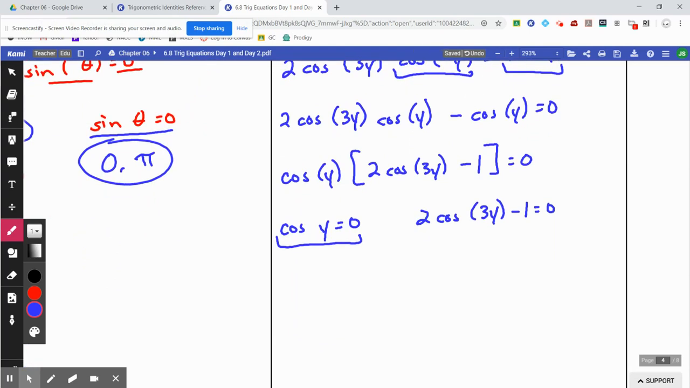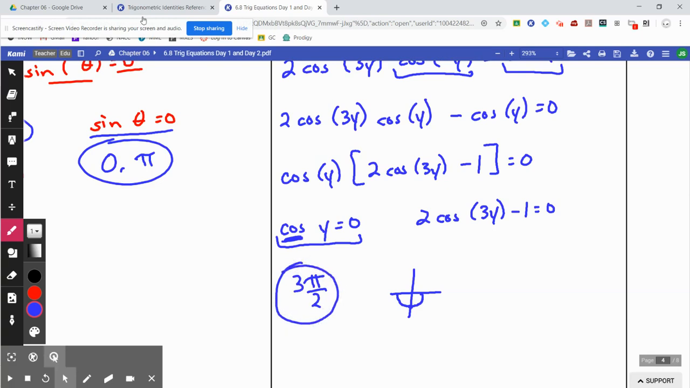Let me draw that. I like to have that visual. So between 180 and 360, where is my x value? Because cosine is an x. Where's the x value on my unit circle equal to 0? And that'd be right here at 270. So there's my first answer.